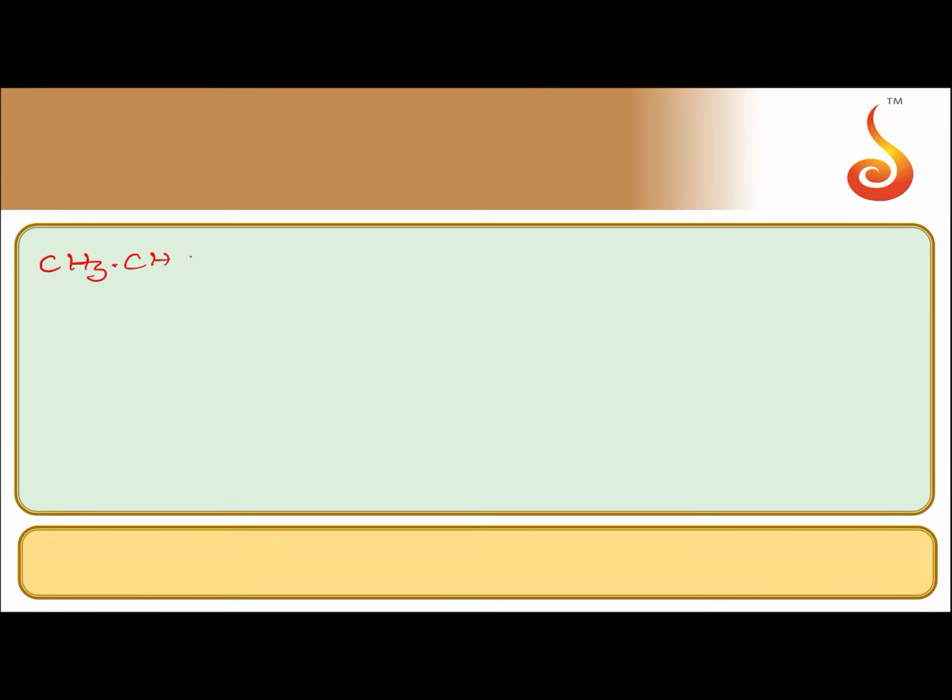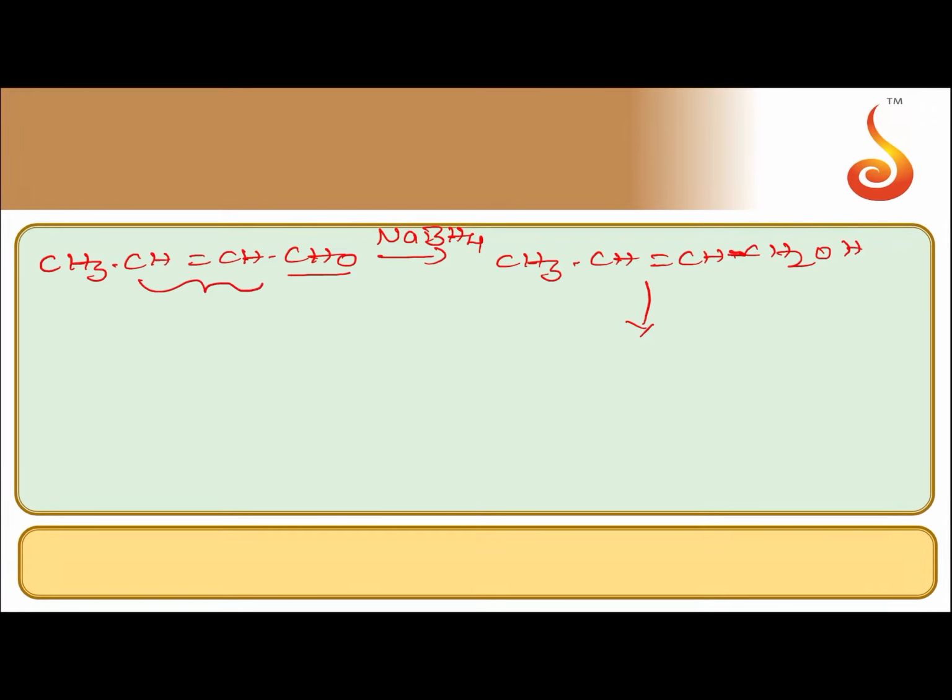CH3, CH, double bond CH, CHO. Now it is treated with NaBH4. Sodium borohydride reduces aldehyde to alcohol. So I will get CH3CH, double bond CH, CH2OH. Aldehyde will get reduced to primary alcohol, but this unsaturation will not get affected. It will not get reduced. So this is the product A we got.